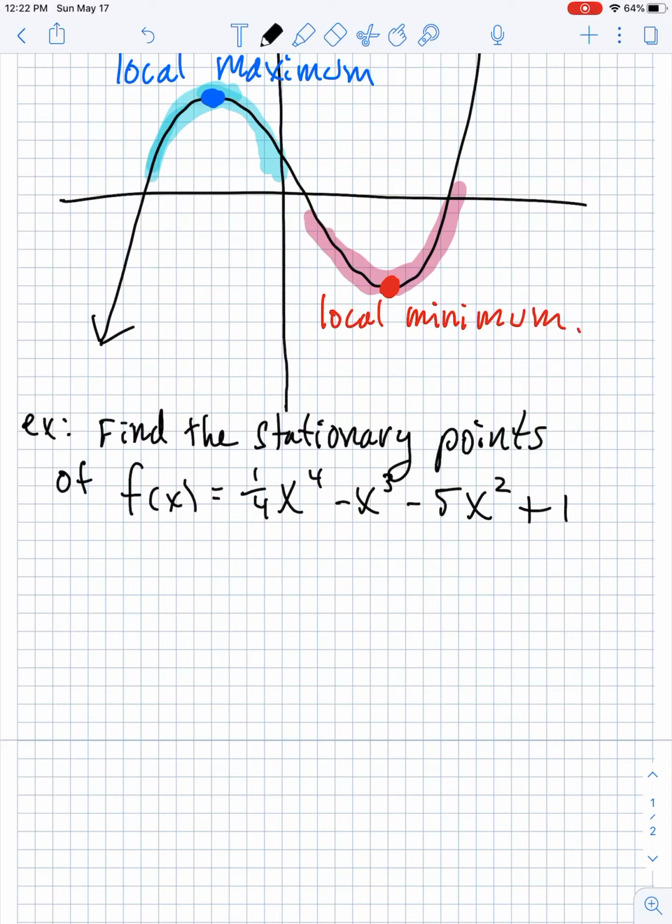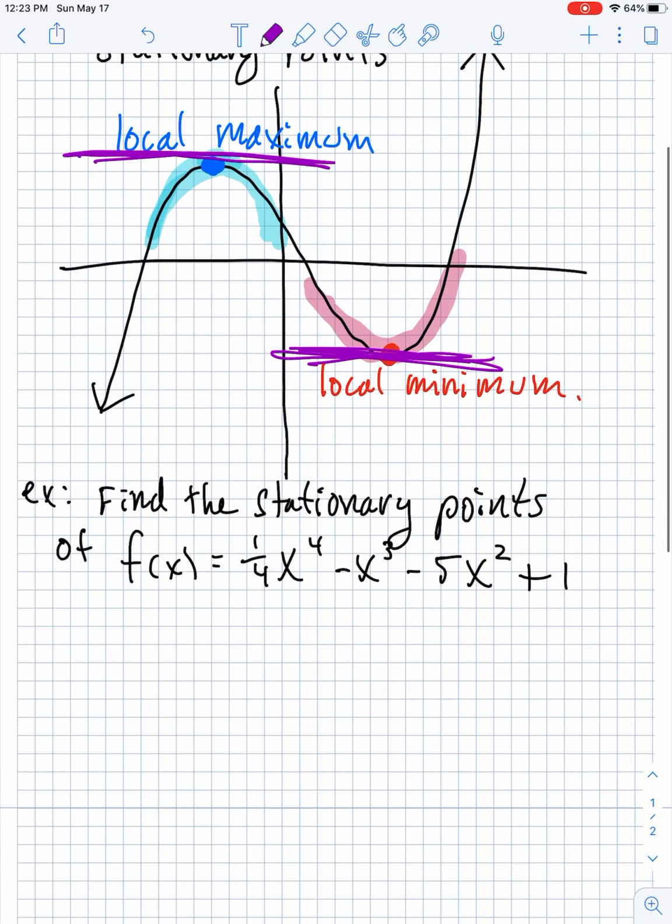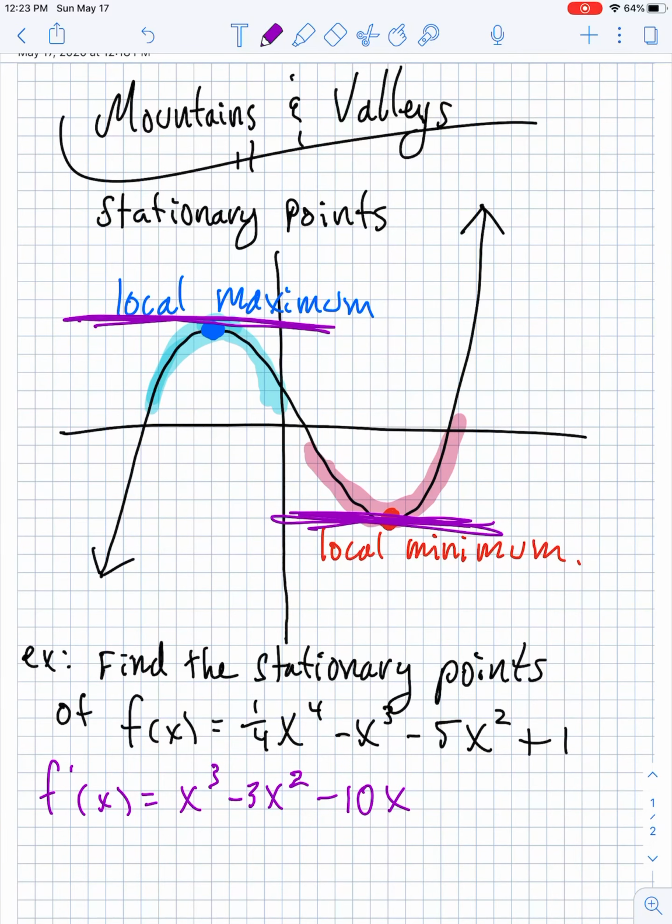You guys, the first step with all this stuff is you're going to take the derivative, because the derivative, once again, is that slope machine that tells you the slopes of tangents on the curve. Remember that at stationary points, if you were to draw in the tangent, like here and here, these have a slope of 0. So let's take our derivative, f prime of x. Just use the power rule: x cubed, the old pop and drop, minus 3x squared, minus 10x, and then nothing on the end because the plus 1 is just 0. Now, stationary points are when the horizontal tangents have slopes of 0.